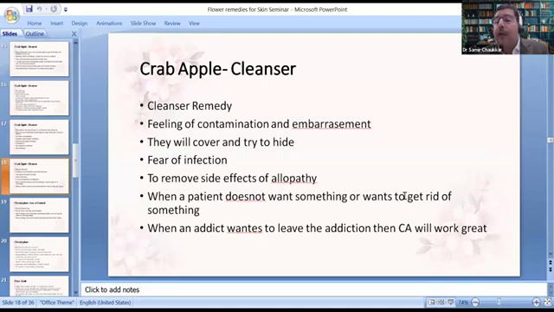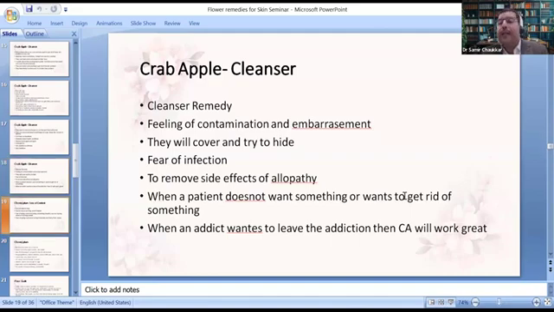So side effects of chemotherapy, side effects of radiotherapy, think of crab apple. To remove side effects of allopathy, when we give antibiotics to some children who come to us for homeopathic treatment, diarrhea after antibiotics, think of crab apple, remember, which is very common. Small children, even adults suffer from antibiotics diarrhea. Remember that. Wants to get rid of something. When the addict wants to leave the addiction, then only crab apple will work.